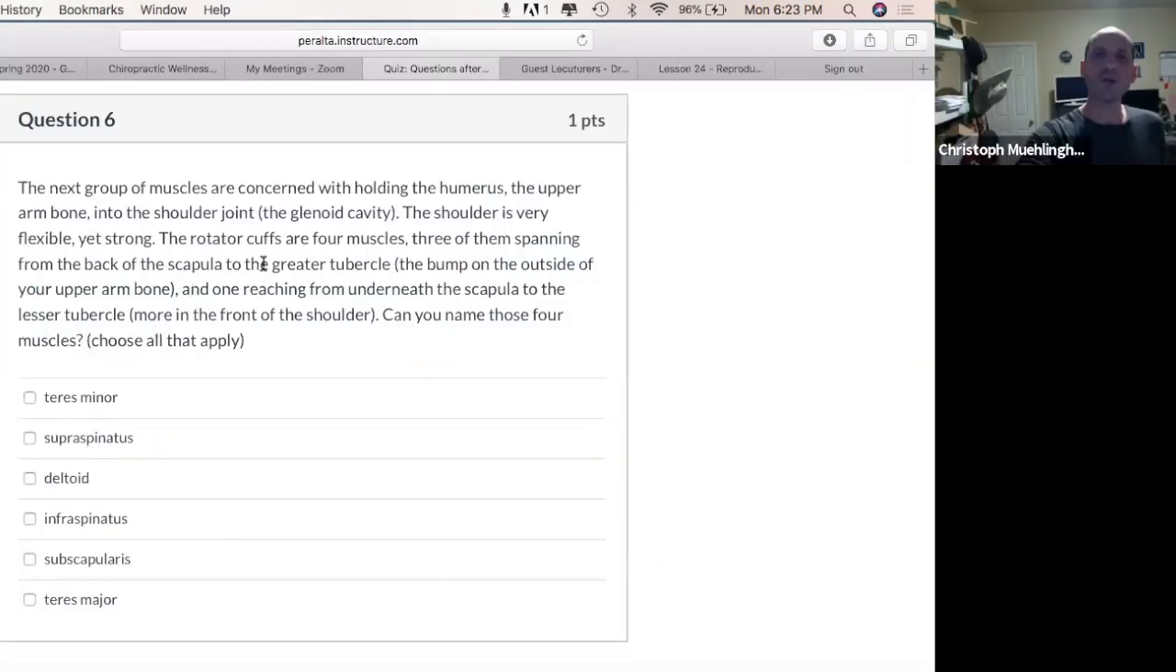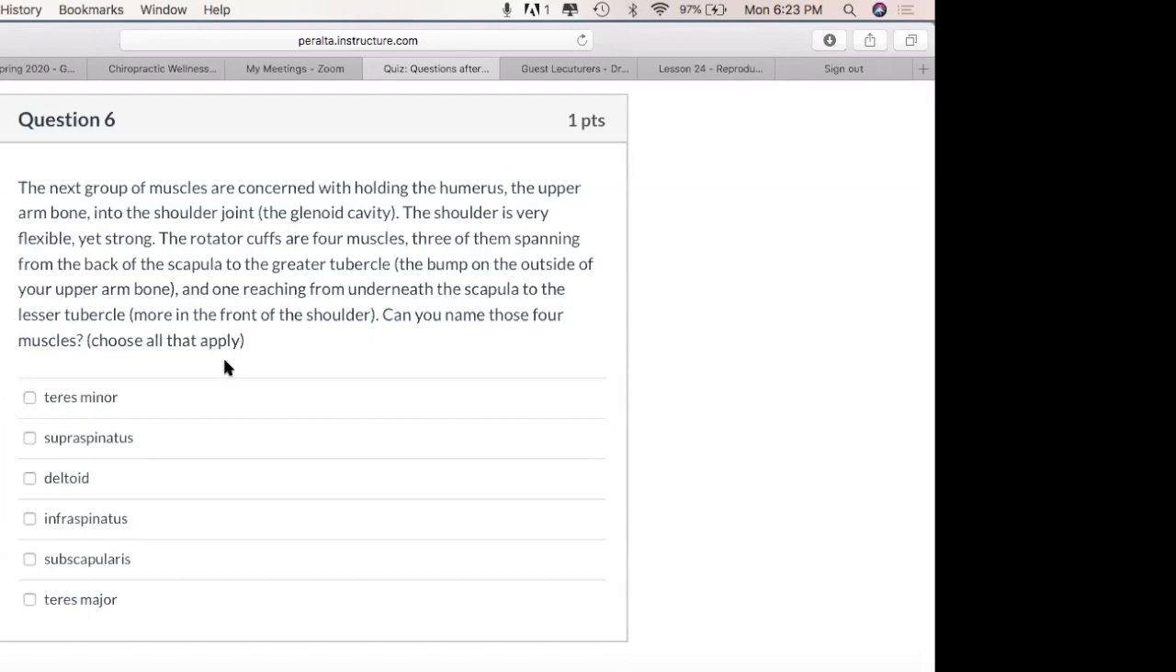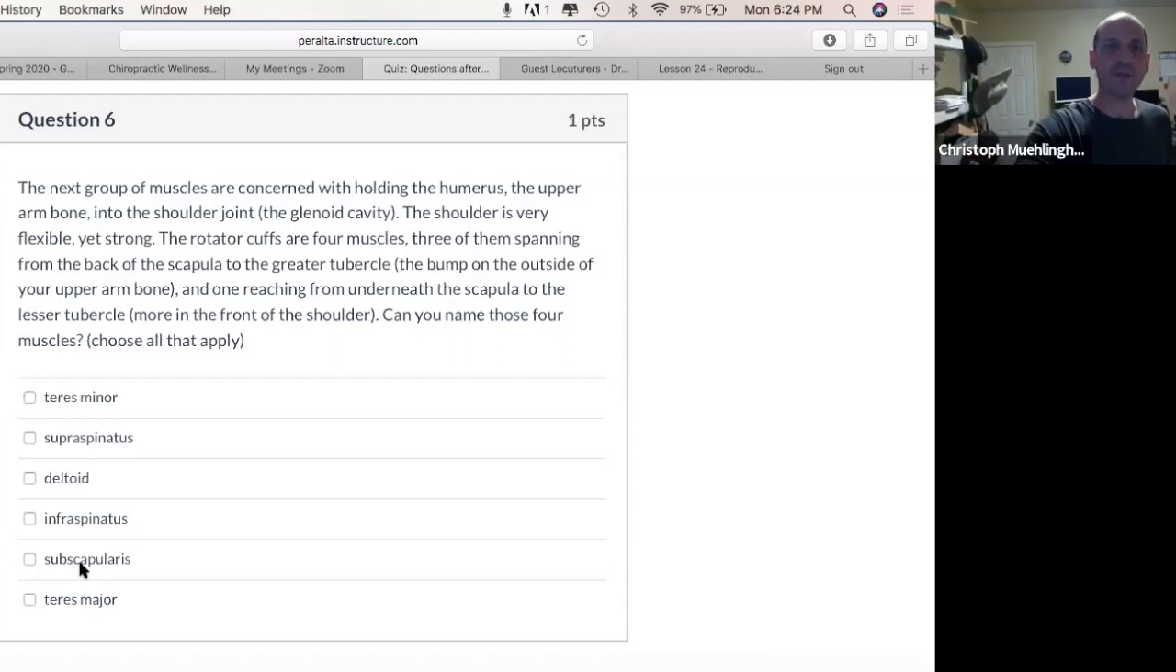Okay, so the shoulder is very flexible yet strong. The rotator cuff is four muscles, three of them spanning from the back of the scapula to the greater tubercle, which is the bump on the outside of the upper arm bone, and then one reaching from underneath the shoulder blade to the lesser tubercle in the front of the shoulder. Can you name those muscles? Teres minor, the supraspinatus, the infraspinatus, and the subscapularis. There you go. So when we look at them here, let's talk about those.